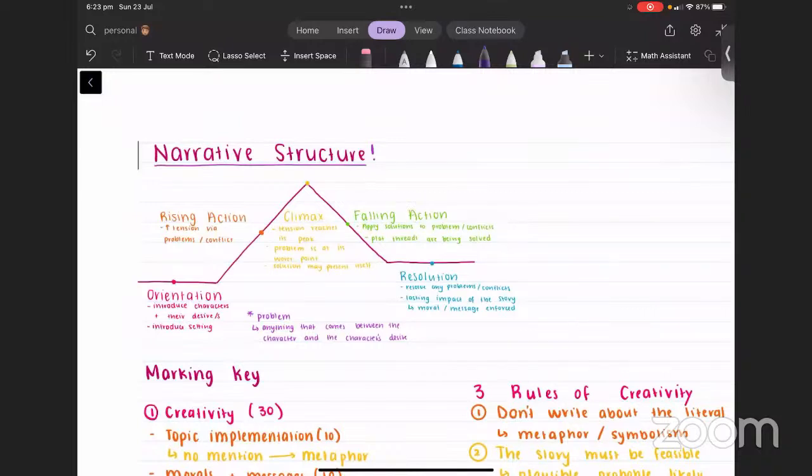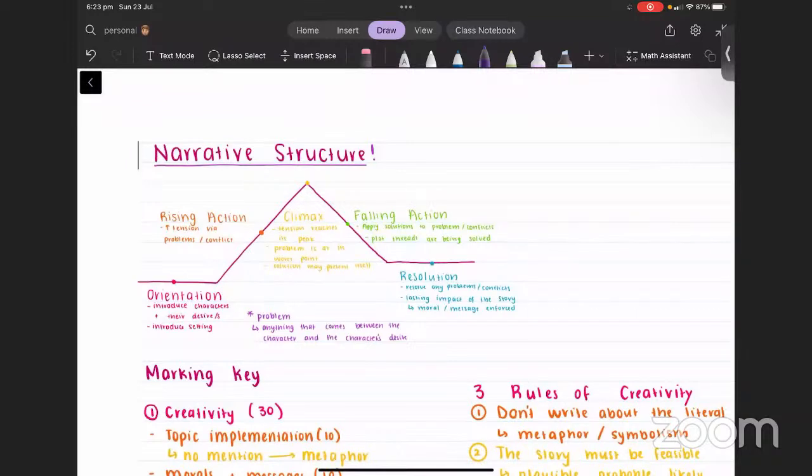And then we're also going to introduce the setting. That's just where they are, if they're in a jungle, if they're at school, if they're at home. You can describe the setting using imaginative language and your 5 senses. And then the next step is rising action.